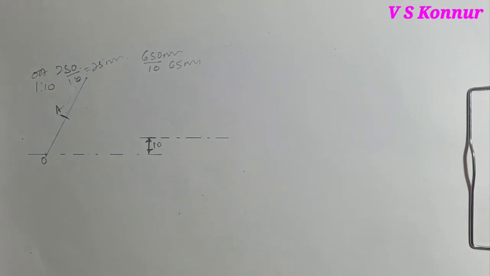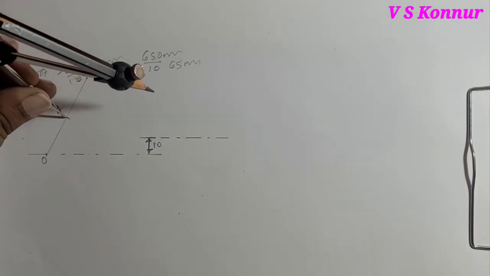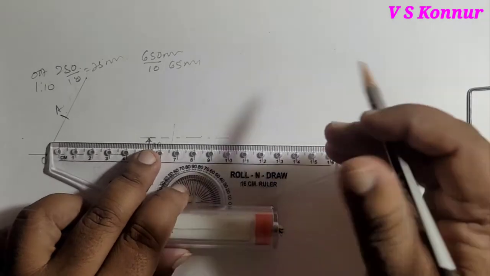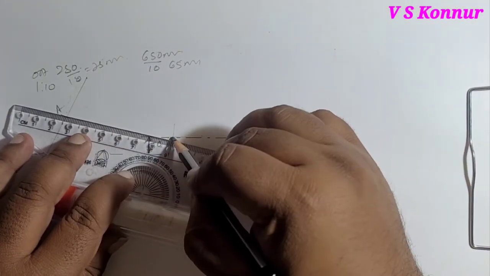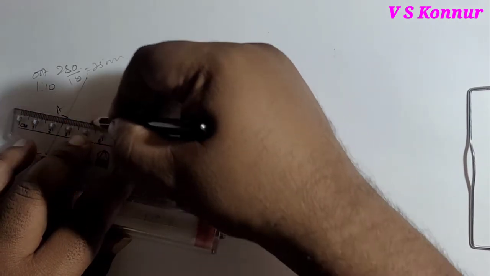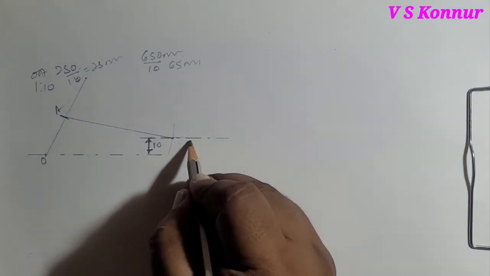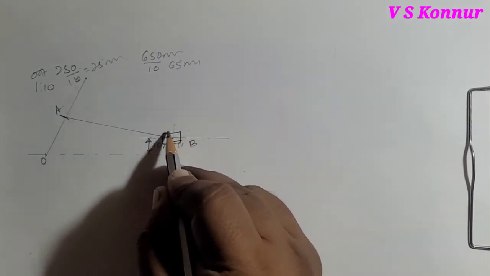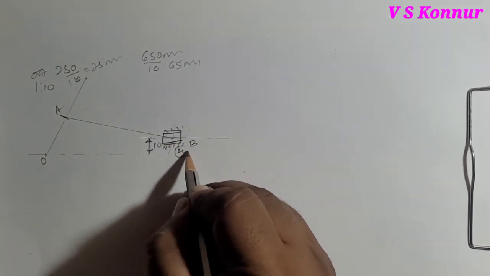Then keeping at A point, cut this 10 mm line. So you will get the distance wherever it intersects, join with A. Here you will get point B and draw a piston here. This is the B point and link 4.